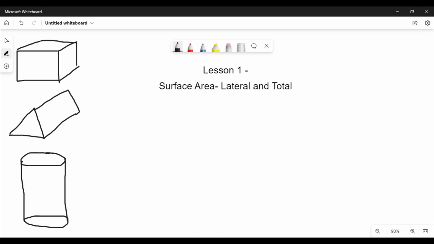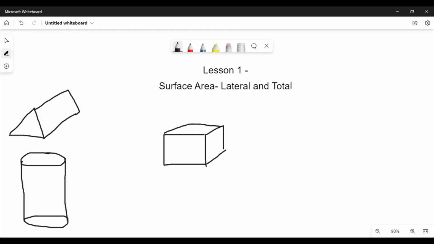Hello, this is lesson 1, surface area and lateral and total. For this lesson, we're going to be learning how to find the lateral and the total surface area for a prism and a cylinder. We're going to start off with a rectangular prism. There's a rectangular prism drawn out here. Let's say that the height is 8, the width is 4, and the length is 10.